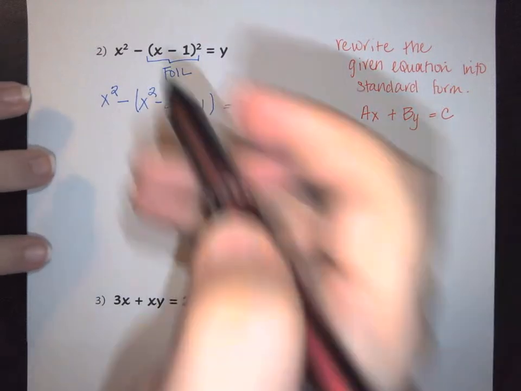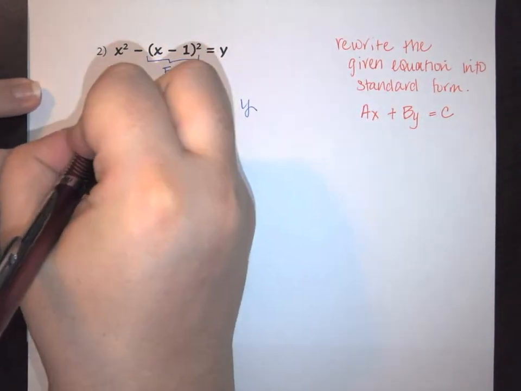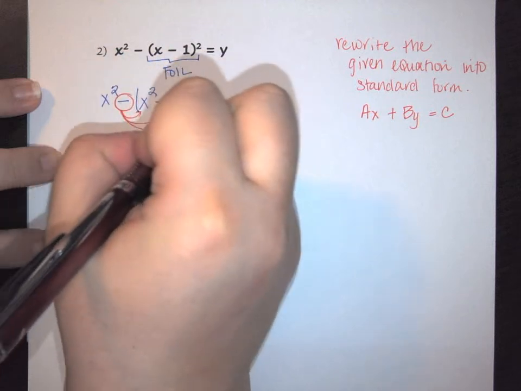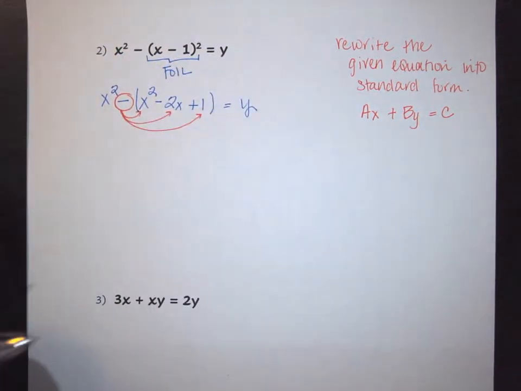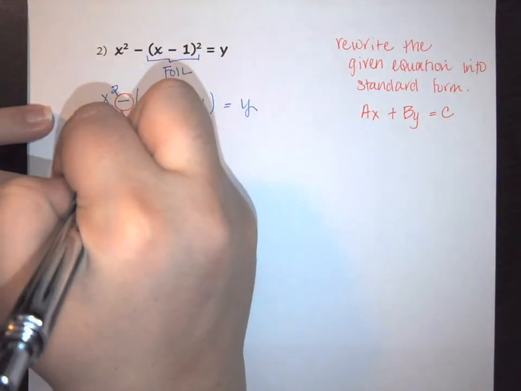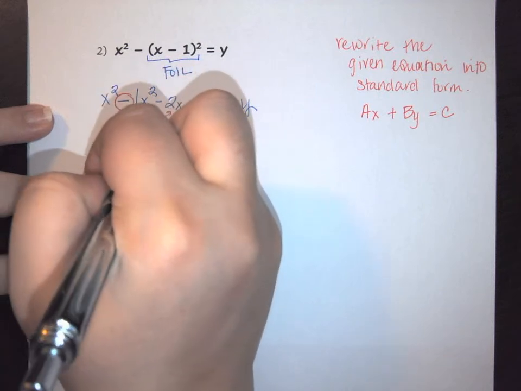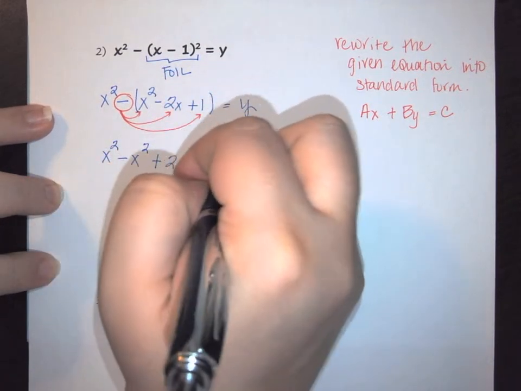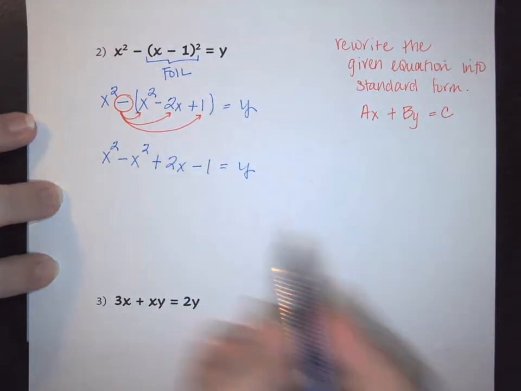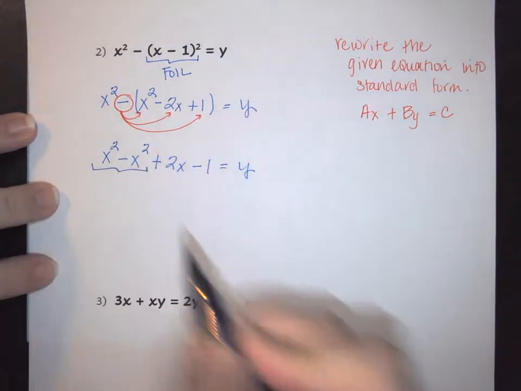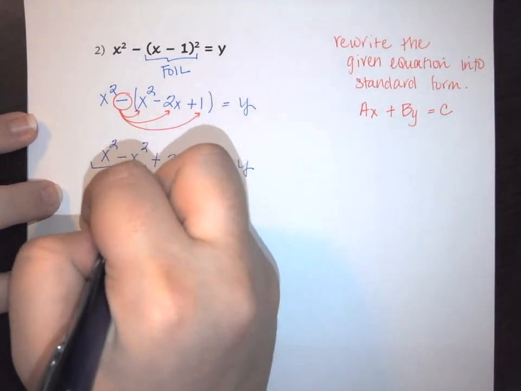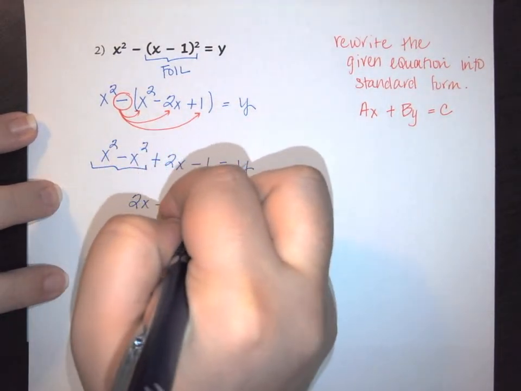Now after that, the next thing we need to do is take this negative and distribute it into my parentheses. So here I have x squared minus x squared plus 2x minus 1 equals y. Notice if I combine my terms, my x squareds go away, leaving me with 2x minus 1 equals y.